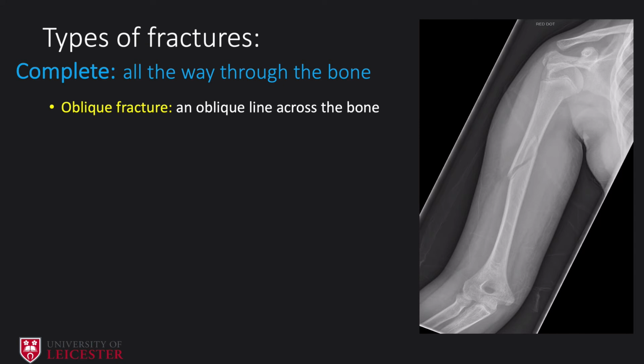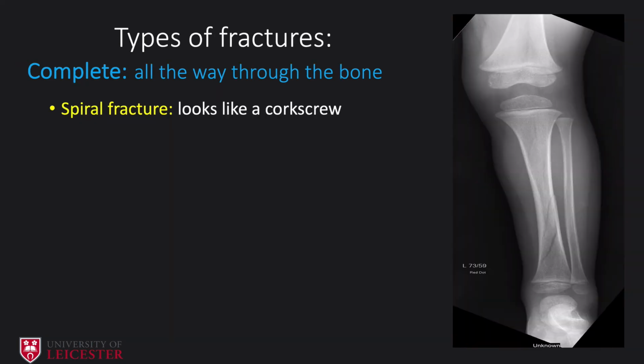The oblique fracture is the oblique line across the bone, and here you can see there is an oblique fracture of the right humerus. The spiral fracture looks like a corkscrew, and here you can see a spiral fracture of the distal left tibia.